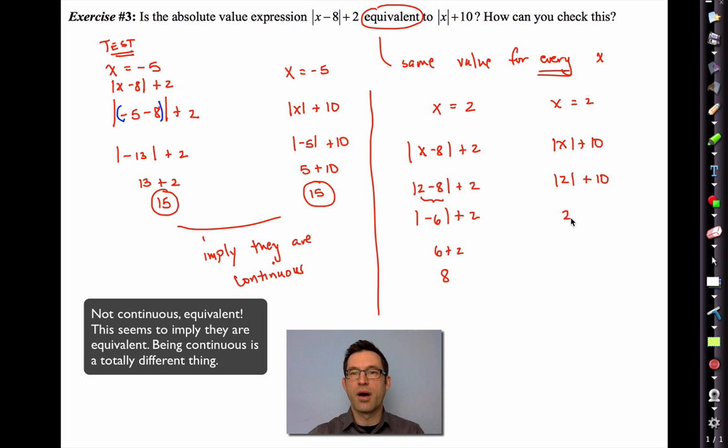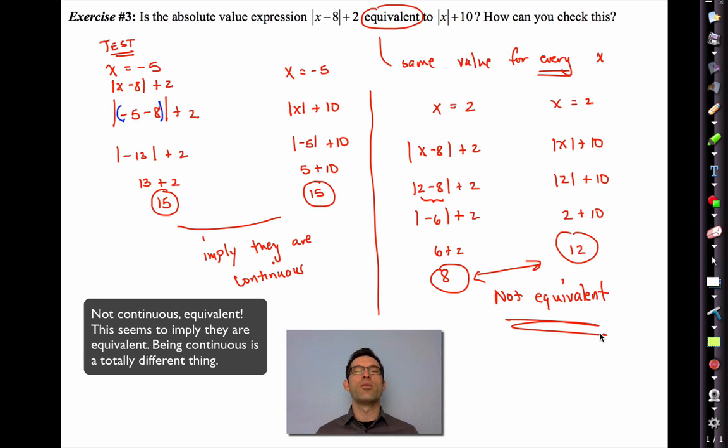Well, the absolute value of positive 2 is positive 2. Uh-oh. So not equivalent. Now you might say, yeah, but they were equivalent for the last one. Except equivalent expressions have to be equivalent for every value of x. So there's a little bit of a danger in testing one value of x and saying, it's good, we're all set, right? You really need to test maybe a few of them.